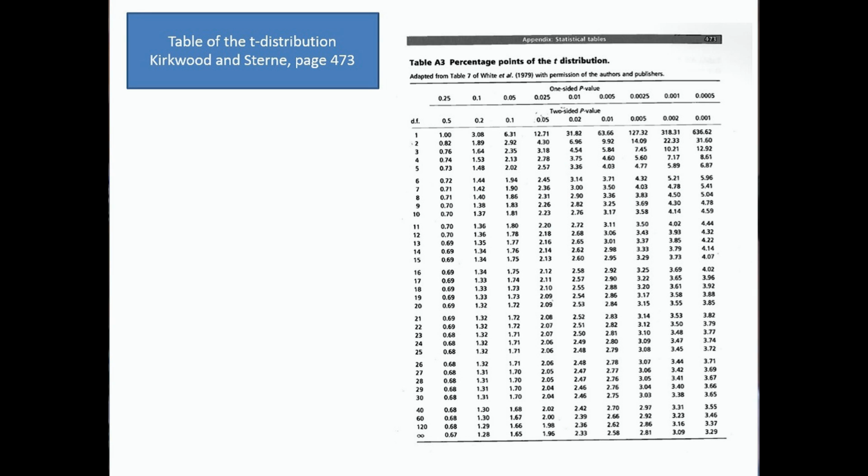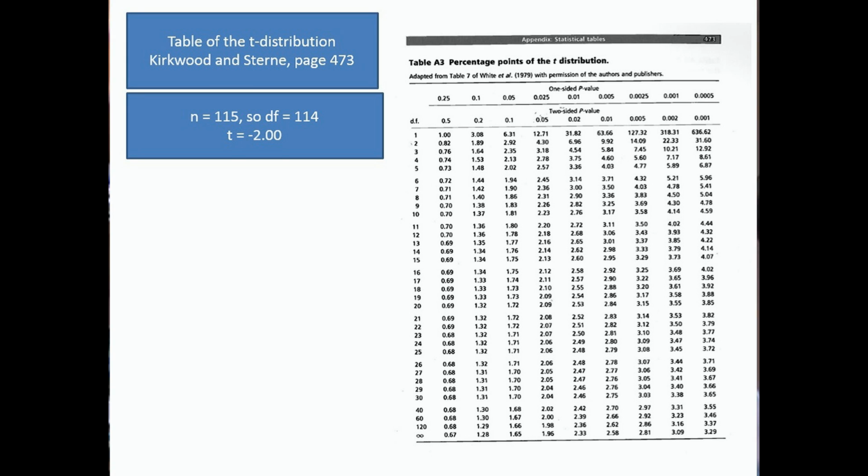Here we see the table of the t-distribution from the book of Kirkwood and Stern. We had a one-sample problem with 115 observations, so the degrees of freedom, n-1, equals 114. From the sample, we calculated a t-value of minus 2. We were interested in the probability of finding this t-value, or even smaller, if the null hypothesis is true. The table in the book only gives positive reference values for several t-distributions depending on the degrees of freedom.